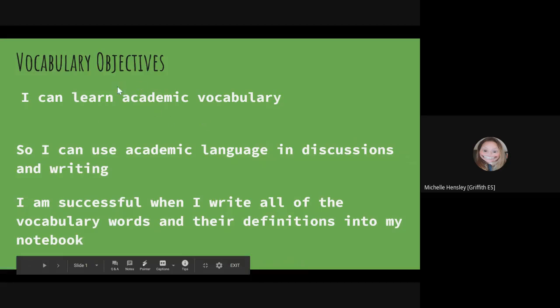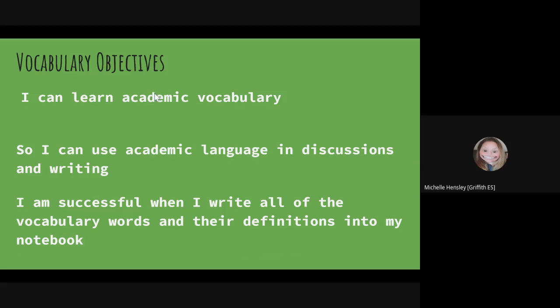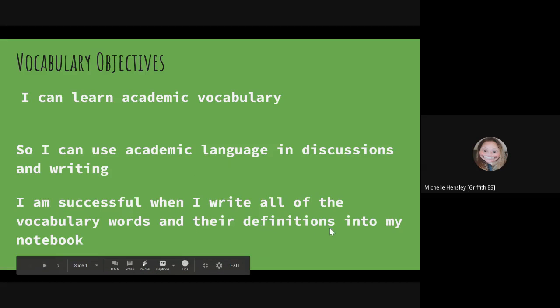As always, we're going to go through our objectives, what we're learning, and why we're learning it. I am going to say it, and then you are going to repeat after me, please. My turn. I can learn academic vocabulary. Your turn. My turn. I can use academic language in discussions and writing. Your turn. My turn. I am successful when I write all the vocabulary words and their definitions into my notebook. Your turn.